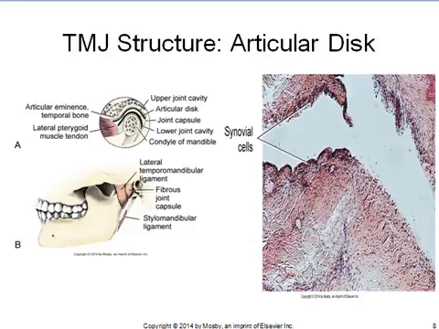The disc is covered with a thin layer of synovial cells called the synovial membrane. This membrane secretes a high viscosity fluid that moistens the upper and lower surfaces of the articular pad and the lining of both compartments.